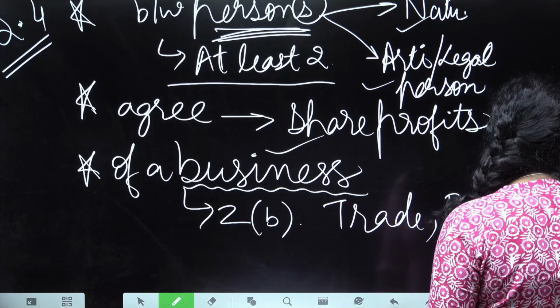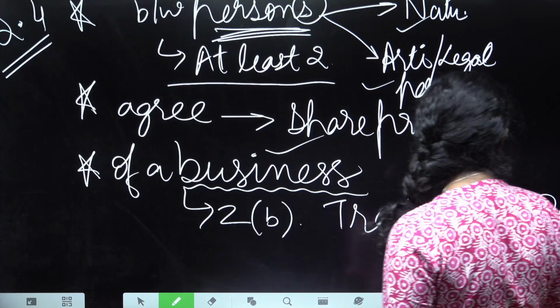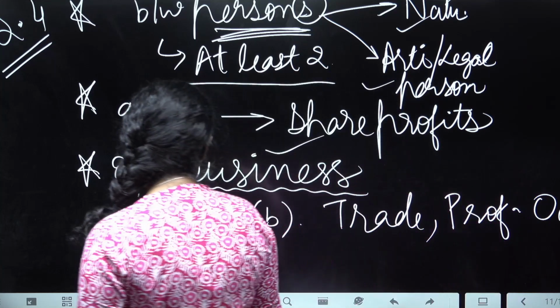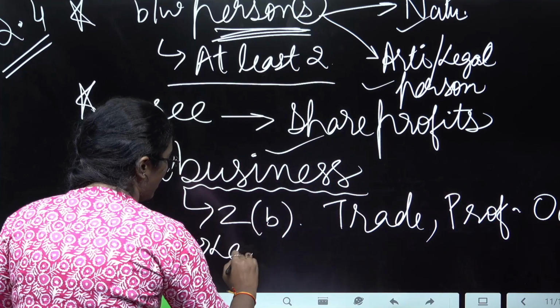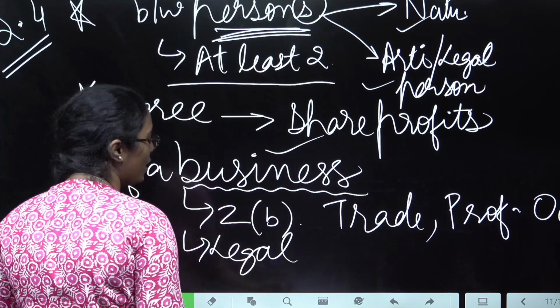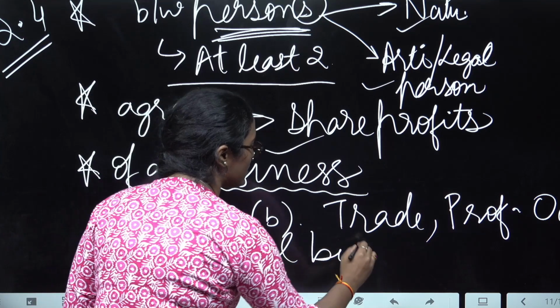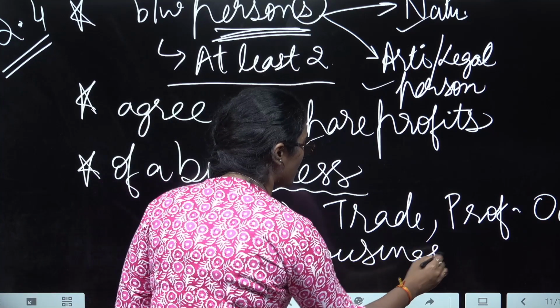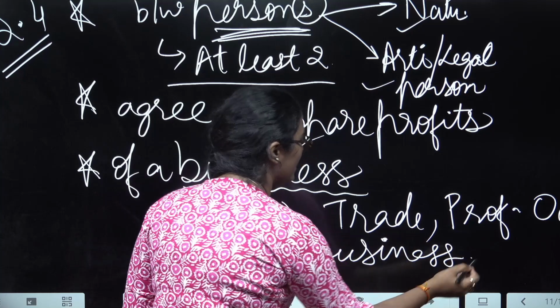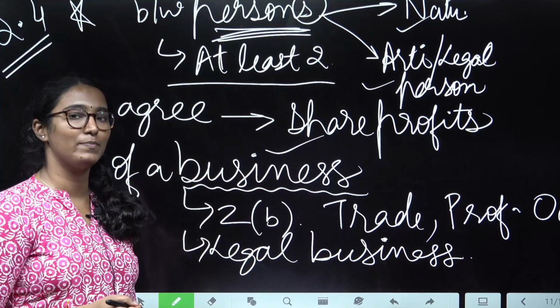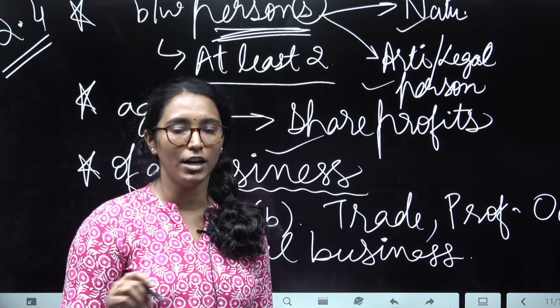Trade, profession and occupation is a business, which means that it should be a legal business. A business which is formed for lawful purposes. The object of this business cannot be illegal. The object of this business cannot be unlawful.